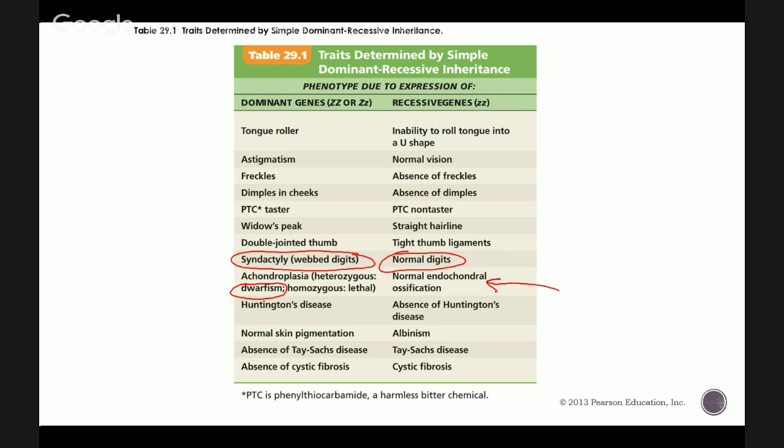Some things might be interesting to you that you see here, like freckles is dominant versus absence of freckles. I don't know what it is. Widow's peak, straight hairline. What if you have no hairline, right? We'll talk about it. Balding. All right. So anyway, this is the dominant recessive inheritance. There is actually a somewhat finite number of traits that are inherited through dominant recessive.